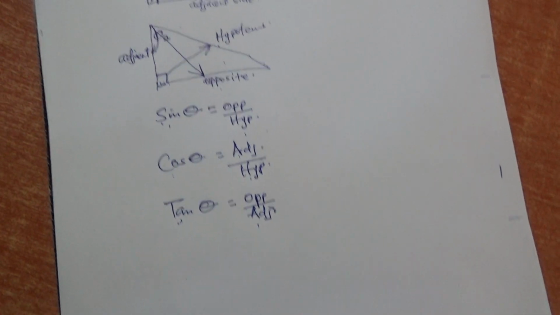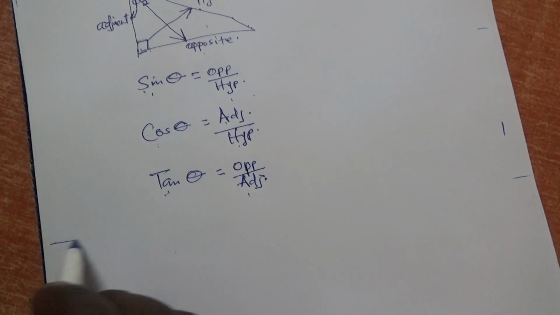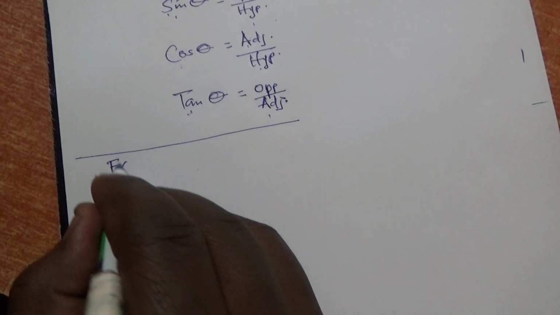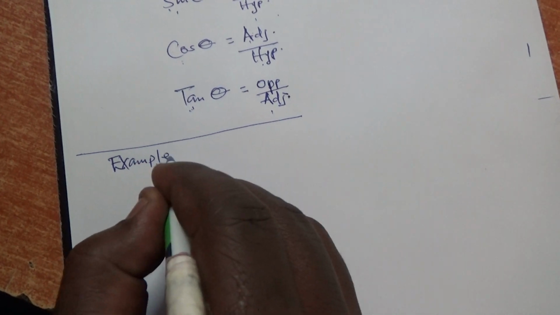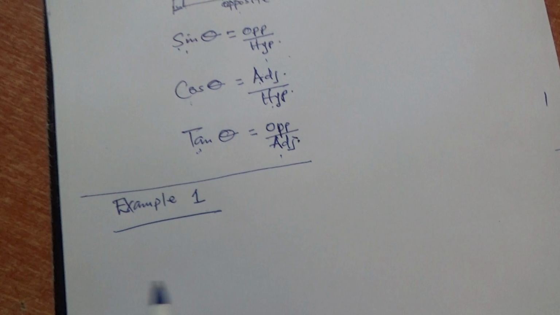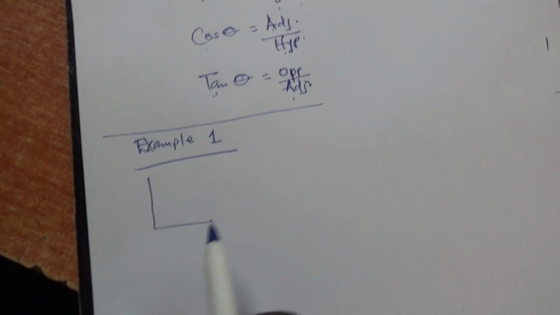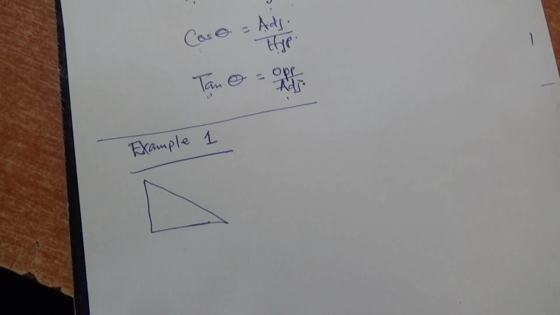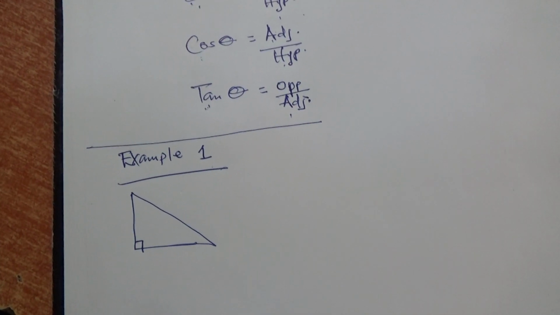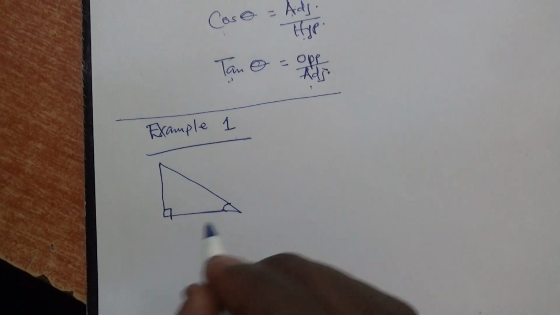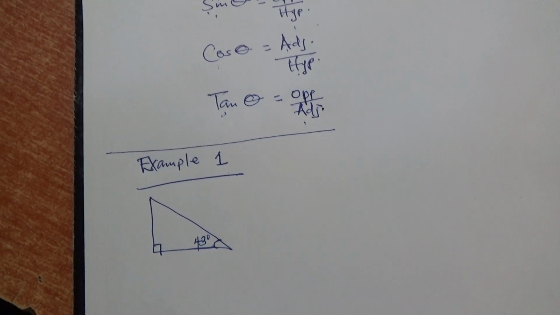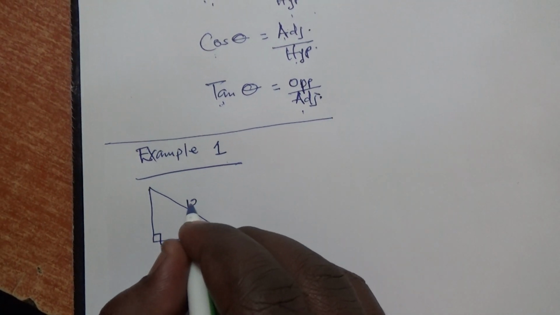Now I want us to deal with examples. Example 1. We have a triangle like that, and then this is the right angle, and then we have here this angle to be 43 degrees, and then we have here to be 12.